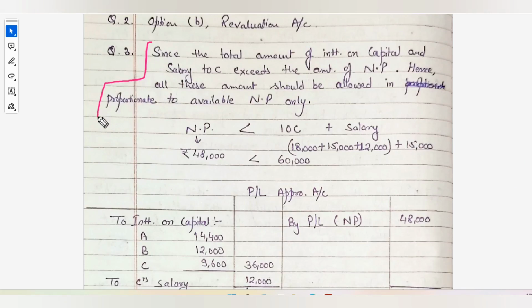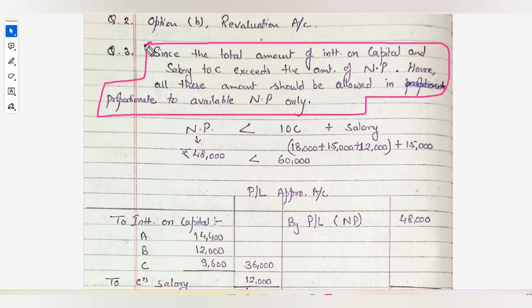This is the main summary of the question. Why I have chosen this question in this paper, because of this reason only. Since the total amount of interest on capital and salary, when you calculate the amount of interest on the respective capitals given as 18,000, 15,000, and 12,000, as well as the amount of annual salary, that is 15,000, the total of all these four items will be rupees 60,000, while we know that the given net profit is only rupees 48,000.